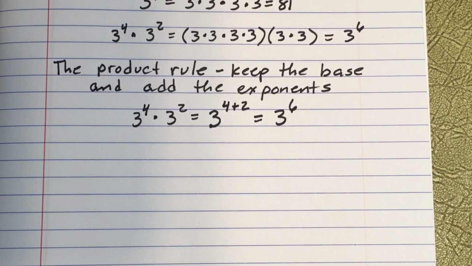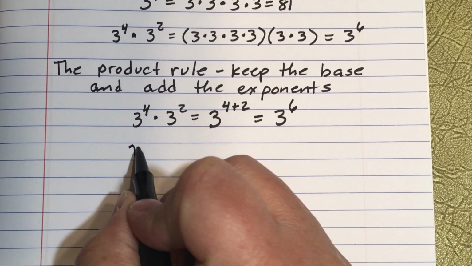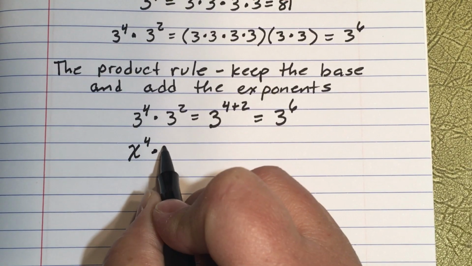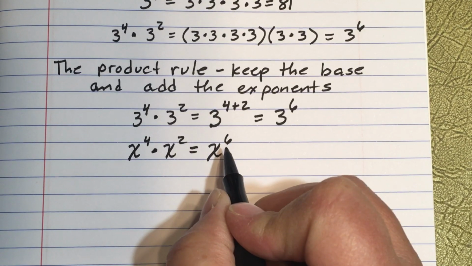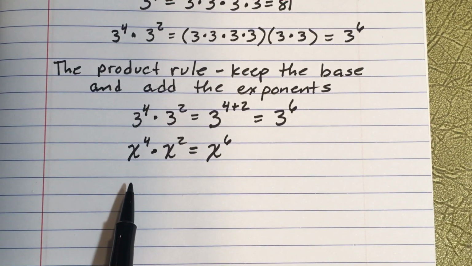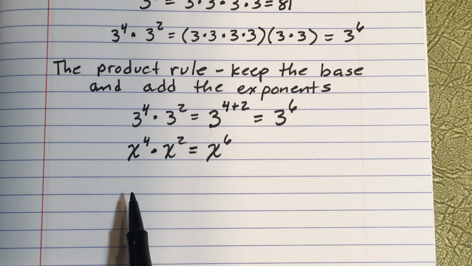Now, sometimes you're going to have variables. So if I replace the base 3 with a variable like x, I'd have x to the 4th power times x to the 2nd power, and that would equal x to the 6th power. It's the same thing, only instead of 3 as a base, now I have x as my base. Sometimes you're going to have numbers and variables together. The key is to group the like terms. So you're going to multiply the numbers or the coefficients, and you're going to keep the base and add the exponent, even if there's more than one base.